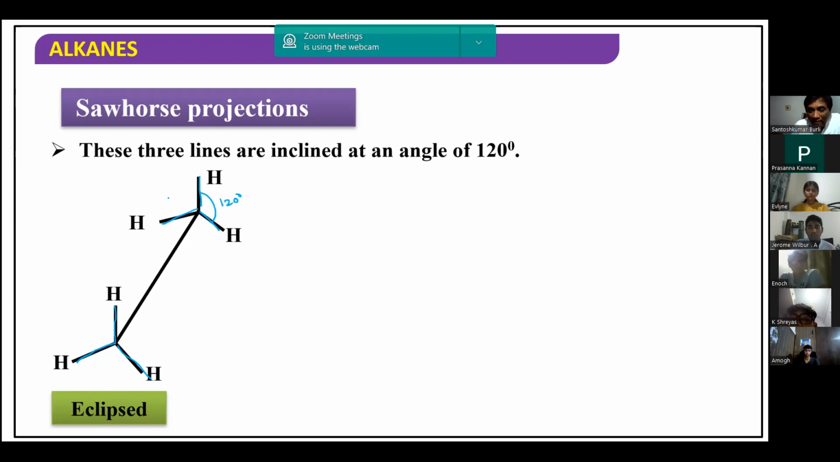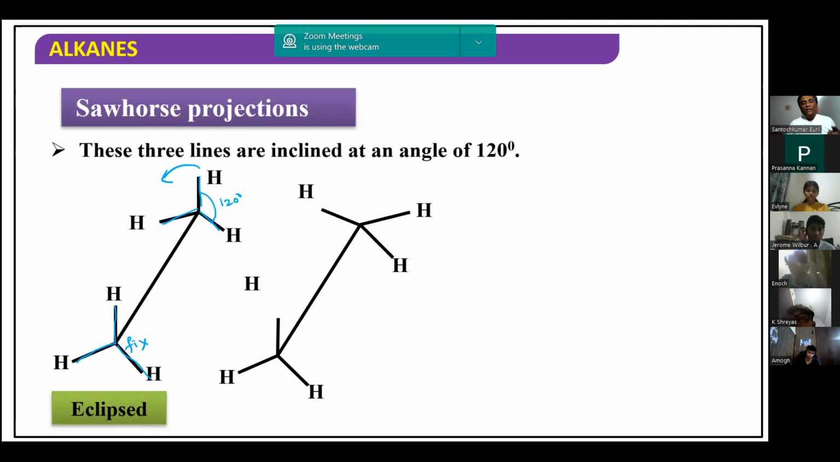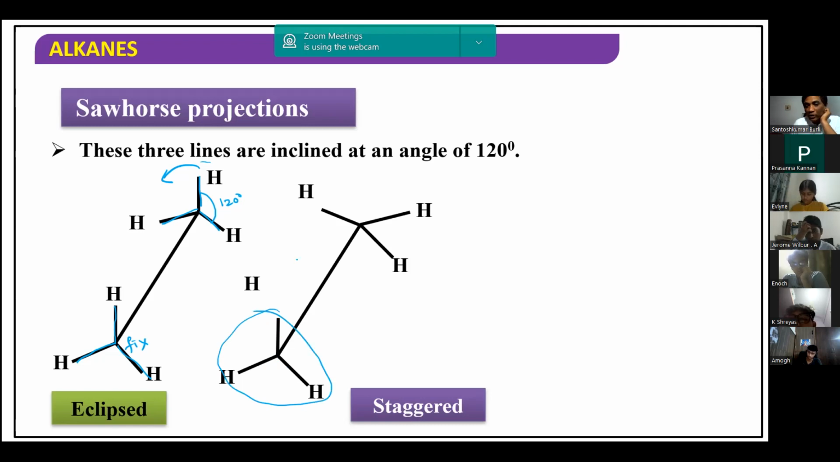Now, to represent the staggered conformation, I will fix this carbon atom and rotate this carbon atom through 60 degree. If I rotate through 60 degree, I'll get something like this. So this is the staggered conformation. You can observe that this one is kept as it is, not changed. What is changed here is this one. So we have just rotated this through how much degree? That is 60 degree, because you know the dihedral angle is 60 degree. So in staggered conformation, the dihedral angle is 60 degree, and the representation would be like this.